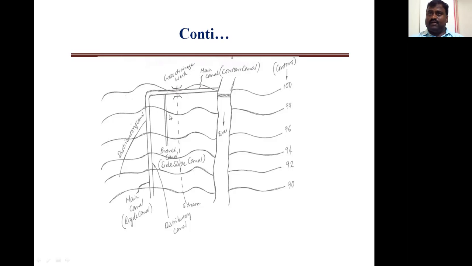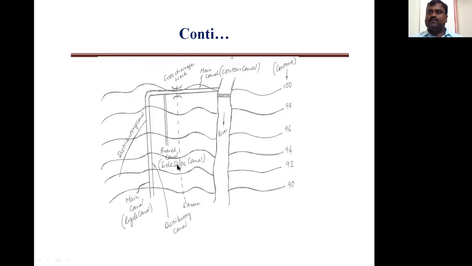And the second classification is contour canals. So here we have a contour canal. These are the canals which are constructed approximately parallel to the contour lines. And as these cross the natural drains and CD works, they are not capable of supplying water on either side. So it supplies water only on one side of the canal. So this is the drawback, or disadvantage, we can say, of this canal type.